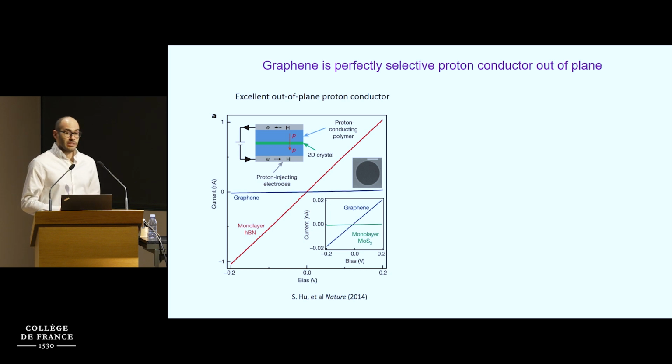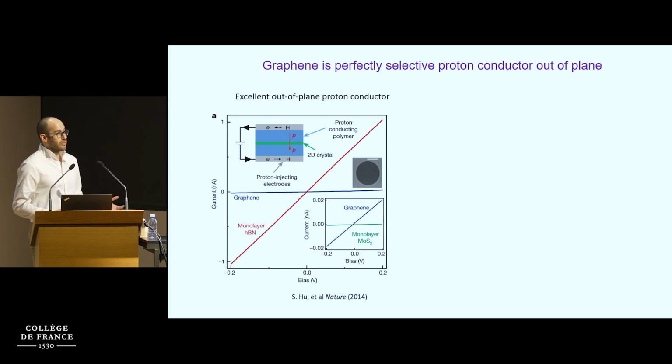The second property we're interested in today is that these crystals are permeable to protons. Back in 2014, we showed that in the out-of-plane direction, these crystals are permeable to protons. We made membranes like the ones for nanoballoon experiments, except we sandwiched them with two layers of proton-conducting polymers and proton-injecting electrodes. When you apply a bias, you drive protons through your device, and by measuring the resistance of this device, you measure the proton conductivity of the crystal.